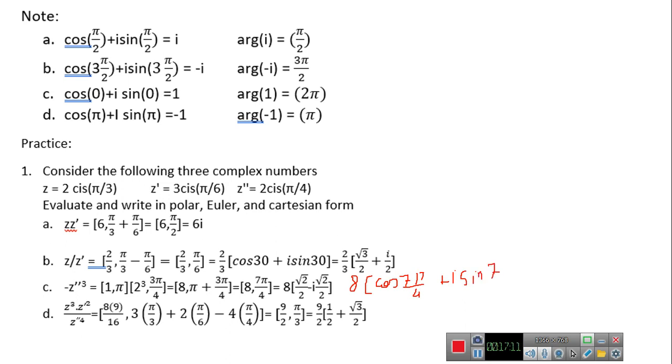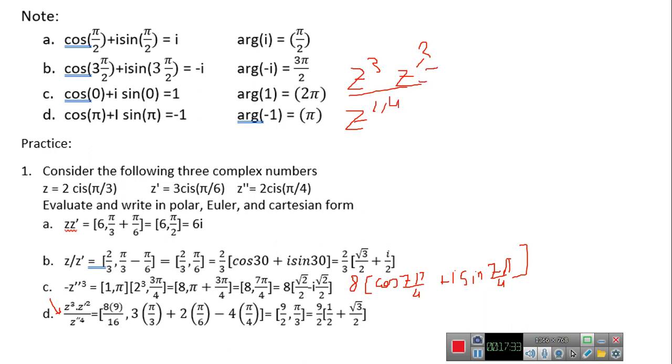And if you want to write it in polar form, it will be 8 cosine 7 pi over 4, which is radical 2 over 2, plus i sine 7 pi over 4, which is minus radical 2 over 2.